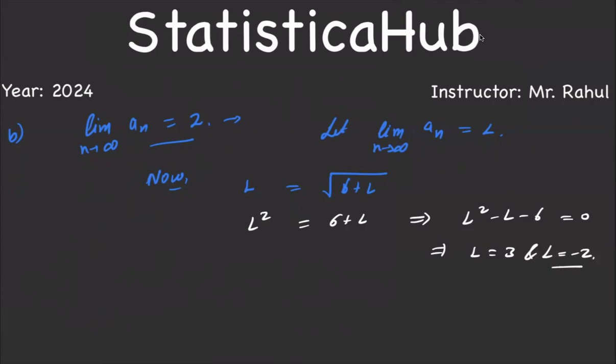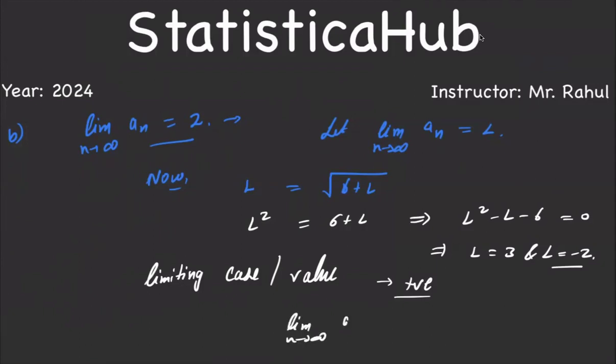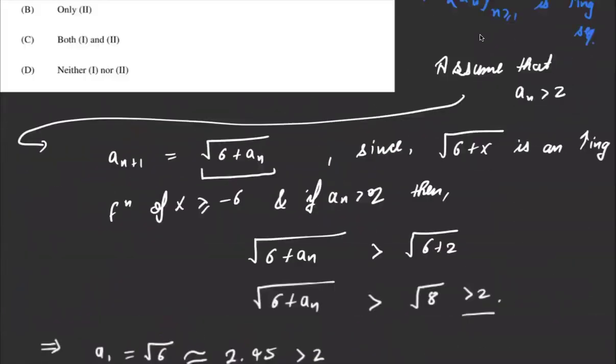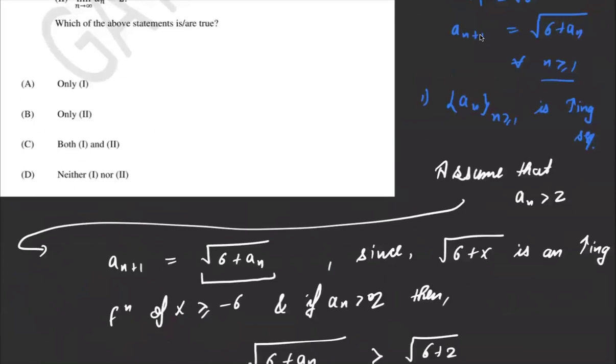We can simply see that the sequence we are taking up is a sequence of positive terms. So the limiting value will be a positive number, because the first term was positive, and the sequence we are dealing with is also positive and increasing, so it can't be negative. So we can say that the limit as n tends to infinity of the sequence an is 3. The limiting case is 3, but it is not equal to 2. So what we got is that only statement 1 is correct.